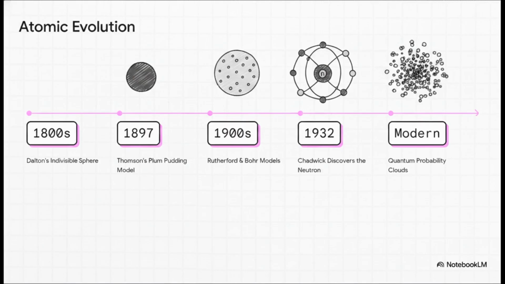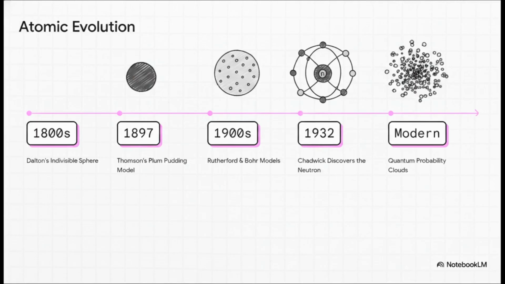Then, in 1897, J.J. Thomson discovered the electron and gave us the plum pudding model, basically picturing a sphere of positive dough with negative electrons embedded inside it like pieces of fruit. But that whole idea fell apart when Ernest Rutherford's famous gold foil experiment proved that the atom is overwhelmingly empty space, giving us his nuclear model. Niels Bohr then stepped in to bring some order to that space, proposing fixed circular energy levels for those electrons.